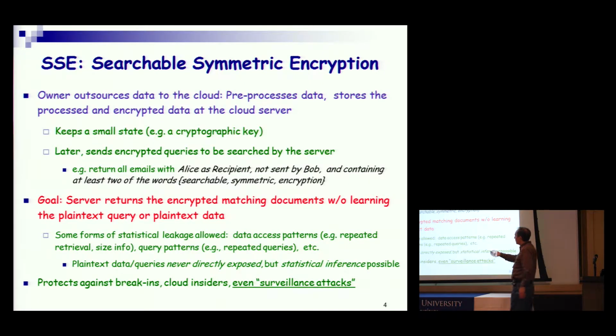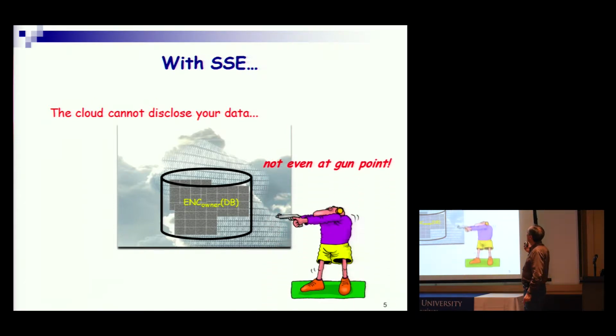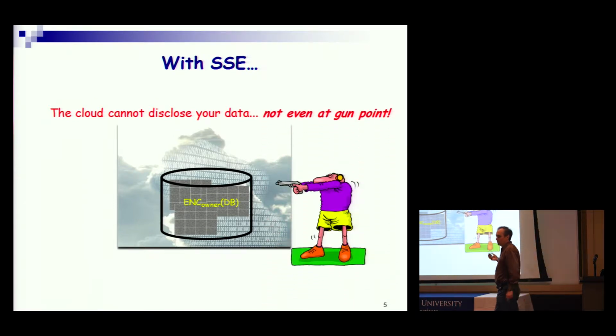By the way, one of the things is that you protect against break-ins and against insider attacks. The data is protected against the cloud itself, and even against surveillance attacks that are famous in the last years. So basically, with this kind of technology, the cloud cannot disclose the data, even at gunpoint. So if a European company puts the data on an American cloud and the NSA comes after the data, the cloud itself cannot give the data because it doesn't have the keys.